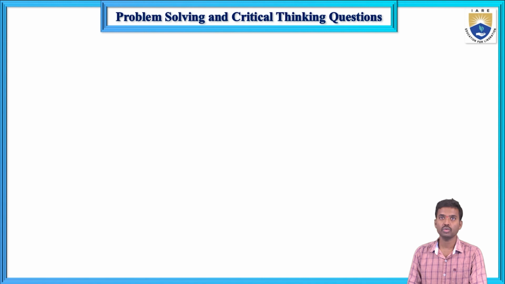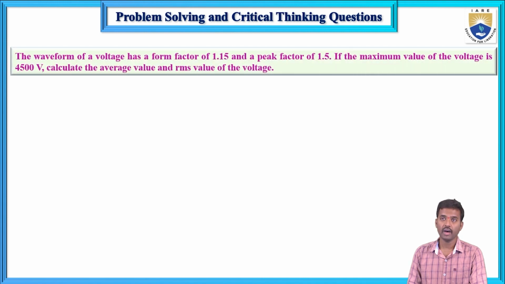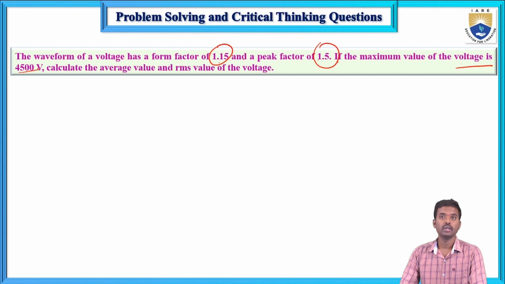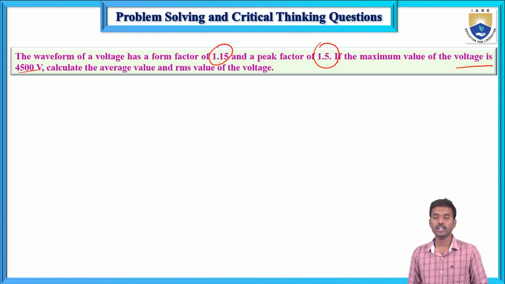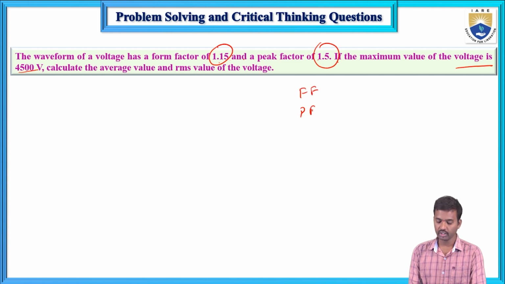Now let us move to the next problem. The average value and RMS value formulas are completed. Next, the waveform of voltage has a form factor of 1.15 and a peak factor of 1.5, and the maximum value of voltage is 4500. Determine the average value and RMS value. The waveform is not given, only the form factor and peak factor values are given.